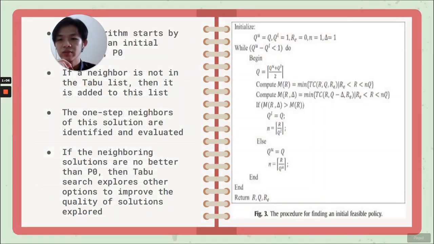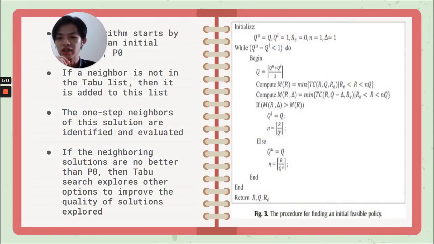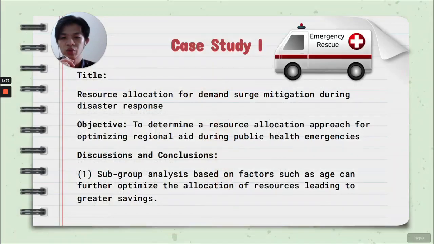The second algorithm starts by building an initial solution P0. If a neighbor is not in the tabu list, then it is added to this list. If the neighboring solutions are no better than P0, then tabu search explores other options to improve the quality of solution explored. So the figure included is the procedure of finding an initial feasible policy. Next, we will proceed to case study.